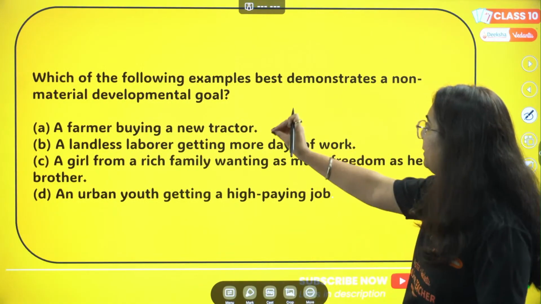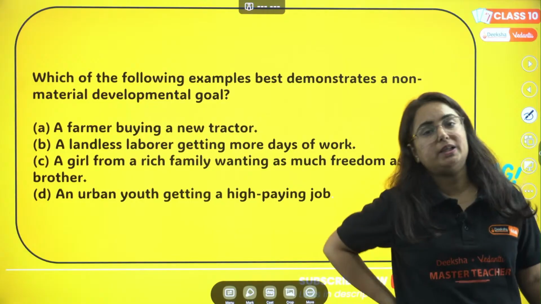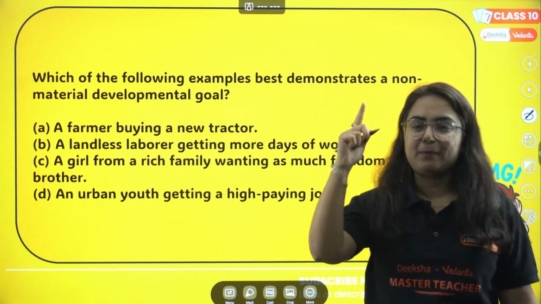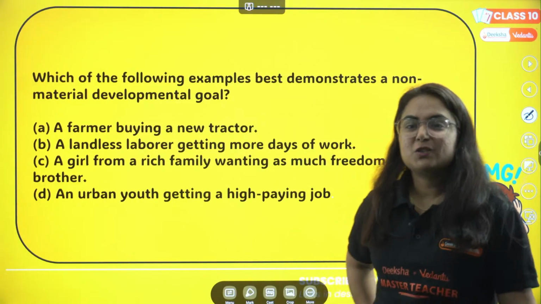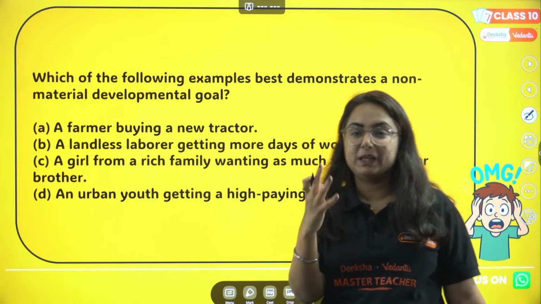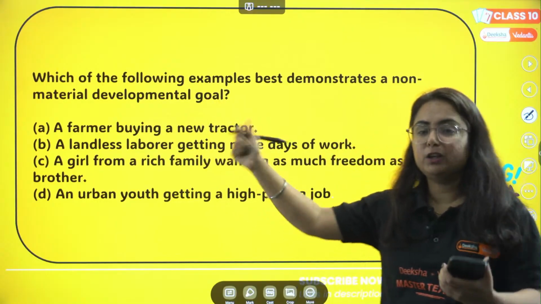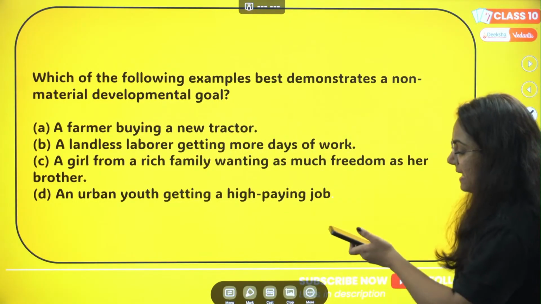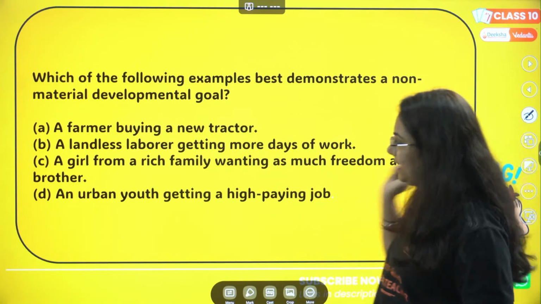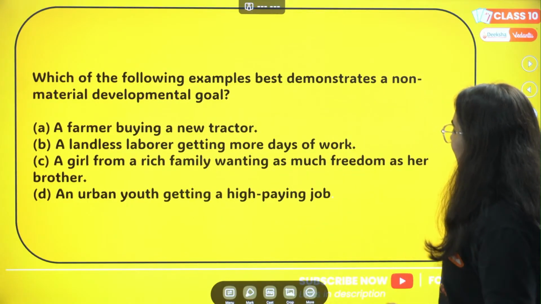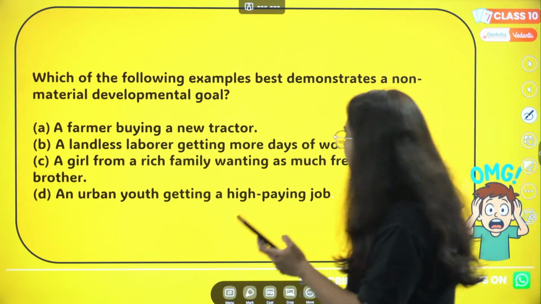Which of the following examples best demonstrates a non-materialistic developmental goal? This one is from the first chapter of economics, development, which you consider one of the easiest ones, right? Options are A, a farmer buying a new tractor. Option B, a landless labor getting more days of work. C, a girl from a rich family wanting as much freedom as her brother. Option D, an urban youth getting a high paying job.